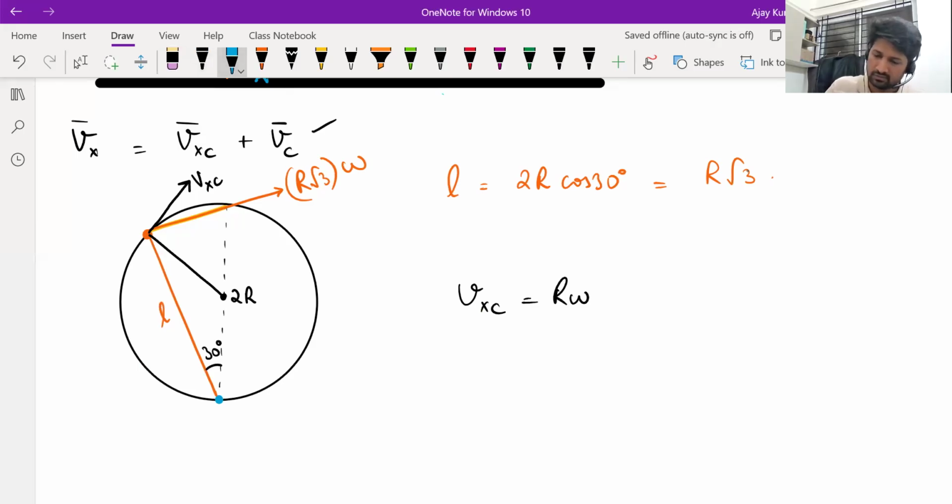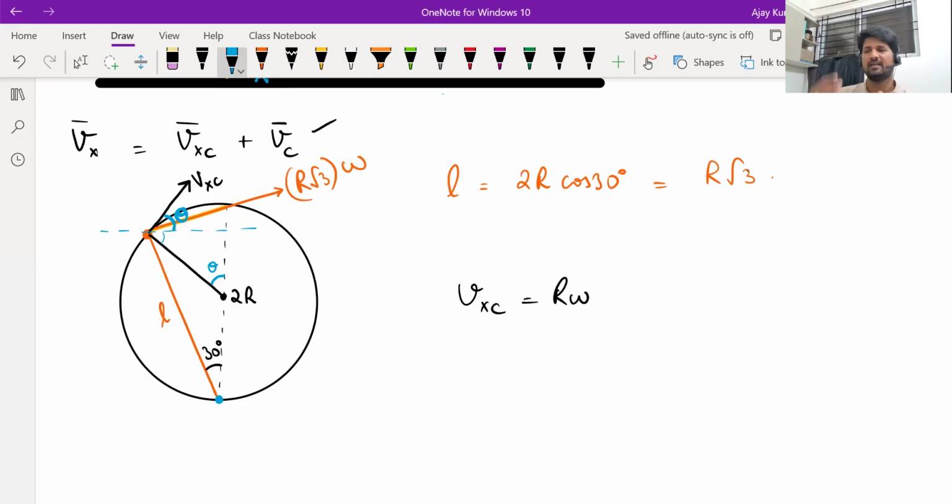Now, if you know this angle theta, then you imagine drawing a horizontal here. If that angle is theta, this is 90 minus theta. Vxc will again be making theta with the horizontal or with the x-axis. So what we need to find out is that angle theta. Can any of you tell me from properties of circles how much that angle will be? So 60 degrees.